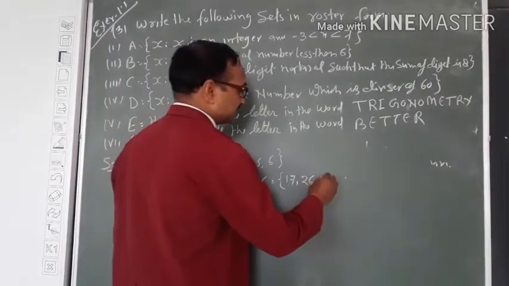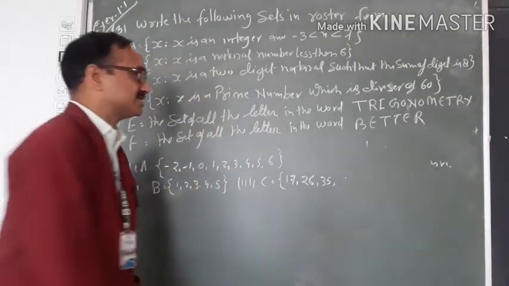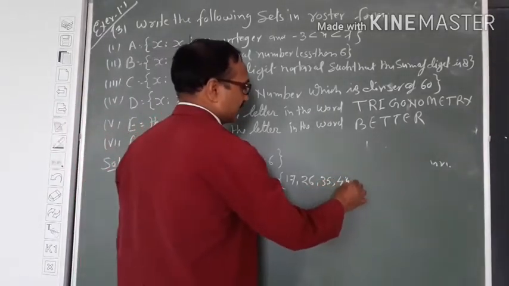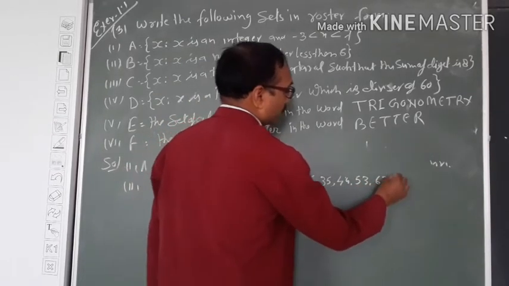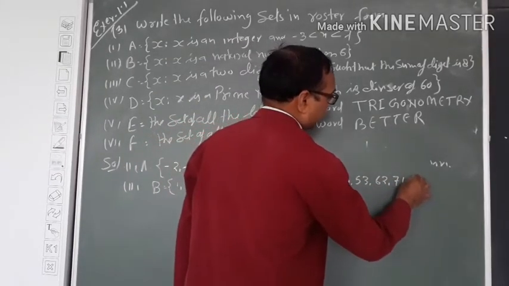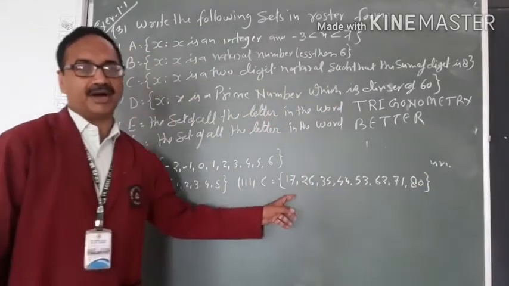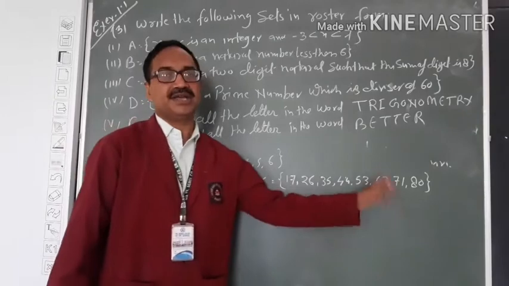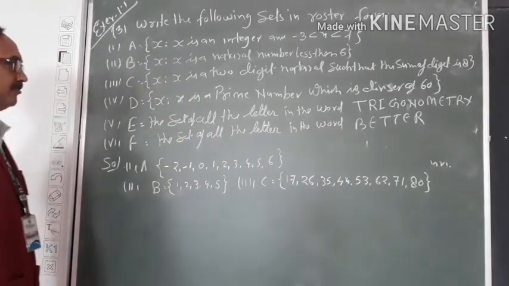Now the next number is 35, sum of digits is 8. Next is 44. Similarly 53, 62, 71 and last 18. So these are the 2-digit numbers whose sum of digits is 8. Okay? So these are its elements.